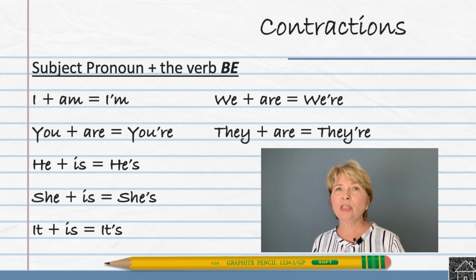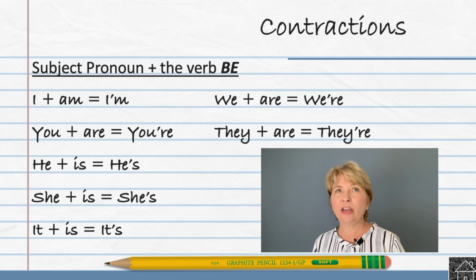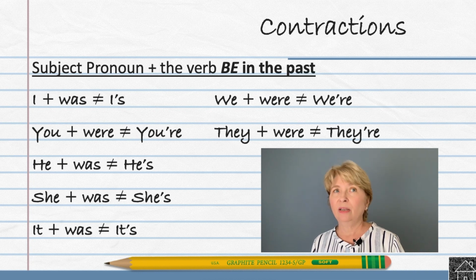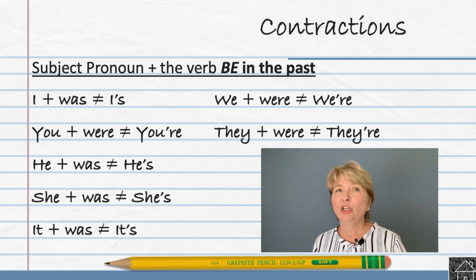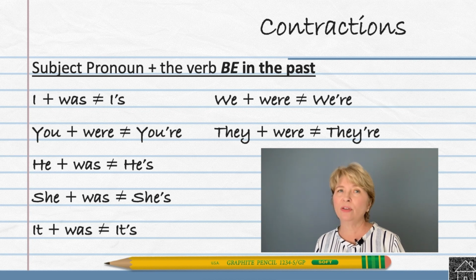We plus are is we're, and they plus are is they're. Notice that it is not correct to use this in the past tense. There's not a contraction for I was. We can't say I's. It doesn't make sense. You were can't be you're, because that's you are. He was can't be he's, that's he is. And the same goes for the others.